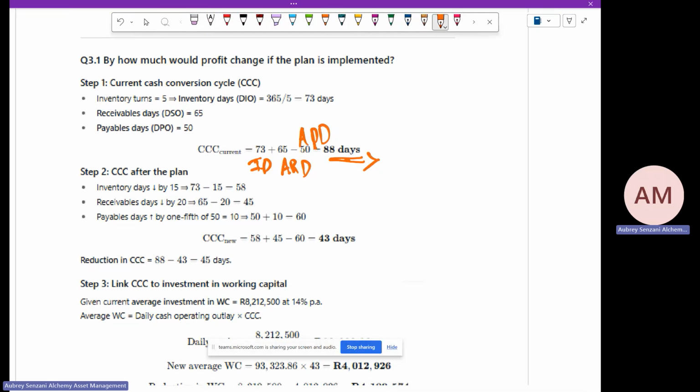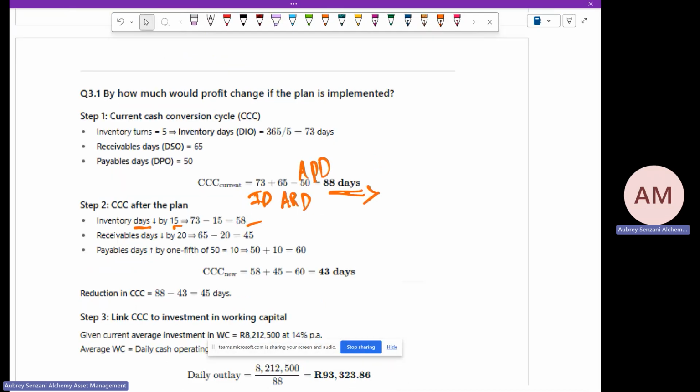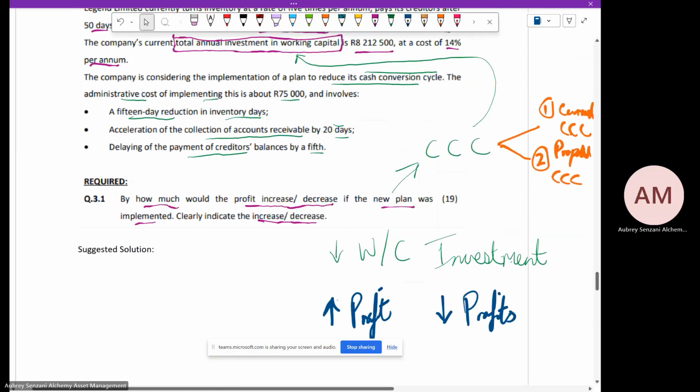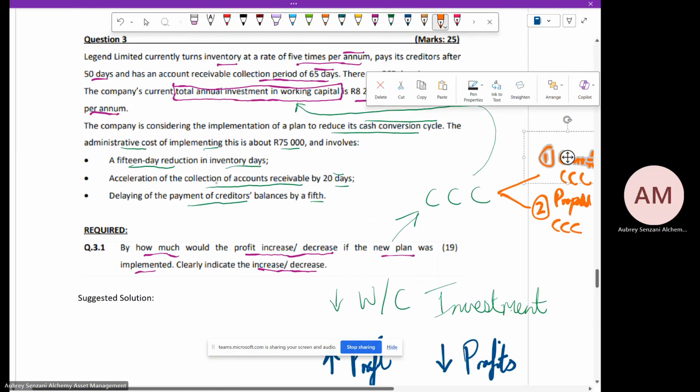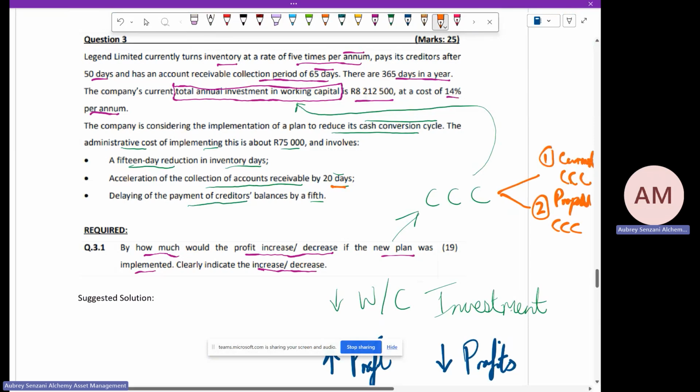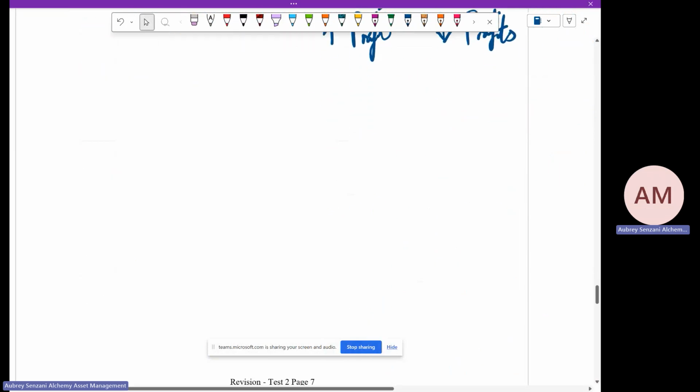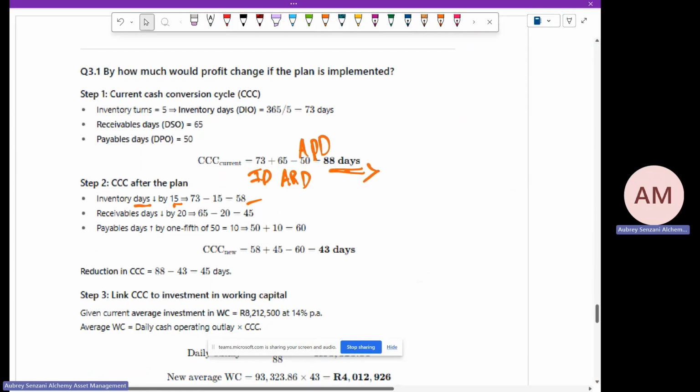Then we go to the new. We are saying that our inventory days is going to decrease by 15 days. So the 73 minus 15, you get 58 days. Receivables is going to decrease by 20 days. Where did it say this? Here. Collection of accounts receivables by 20 days. Acceleration. Oh, they used some fancy English. So 65 minus your 20, you're obviously getting 45.